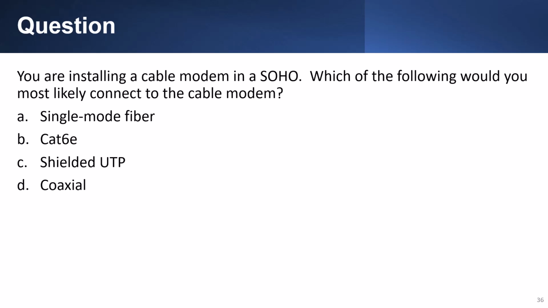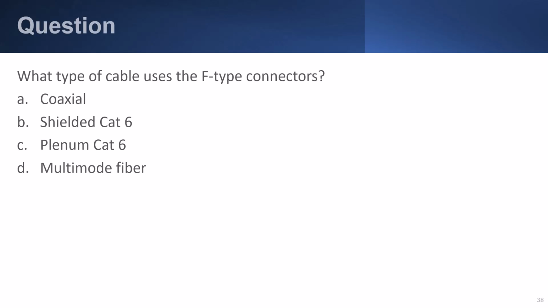Question: You're installing a cable modem in a SOHO. Which of the following would you most likely connect to the cable modem? Answer: Coaxial. Question: What type of cable uses the F-type connectors? Answer: Coaxial.